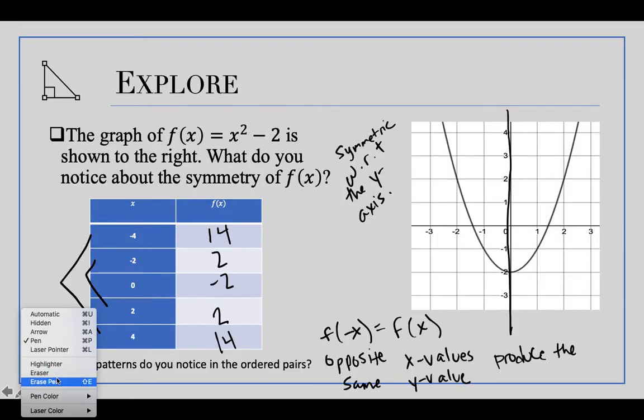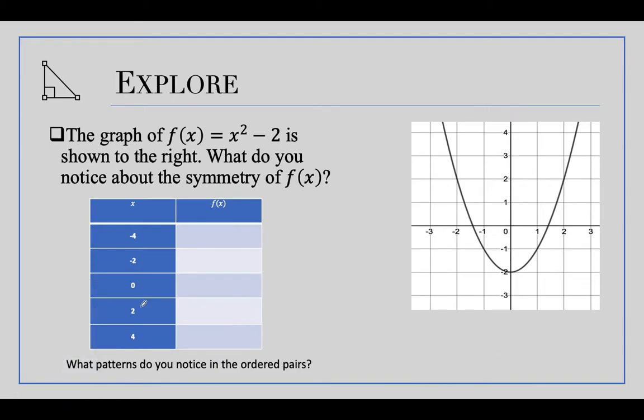So let me clear these really quick. Okay, so go ahead and look at the graph on the right. The equation for this graph is f of x equals x squared minus 2. And I want to see, what do you all notice about the symmetry of this function? Hopefully you notice that this beautiful quadratic is symmetrical with respect to the y-axis.